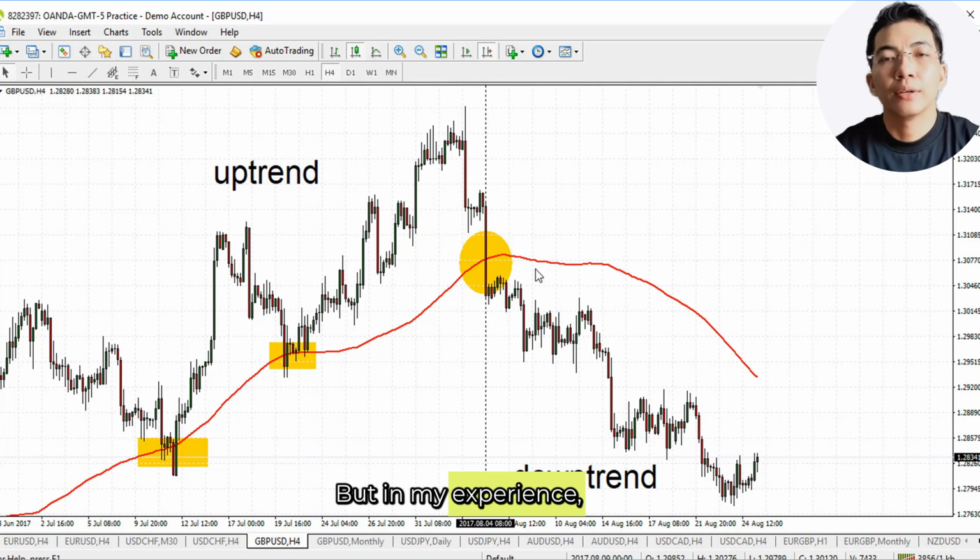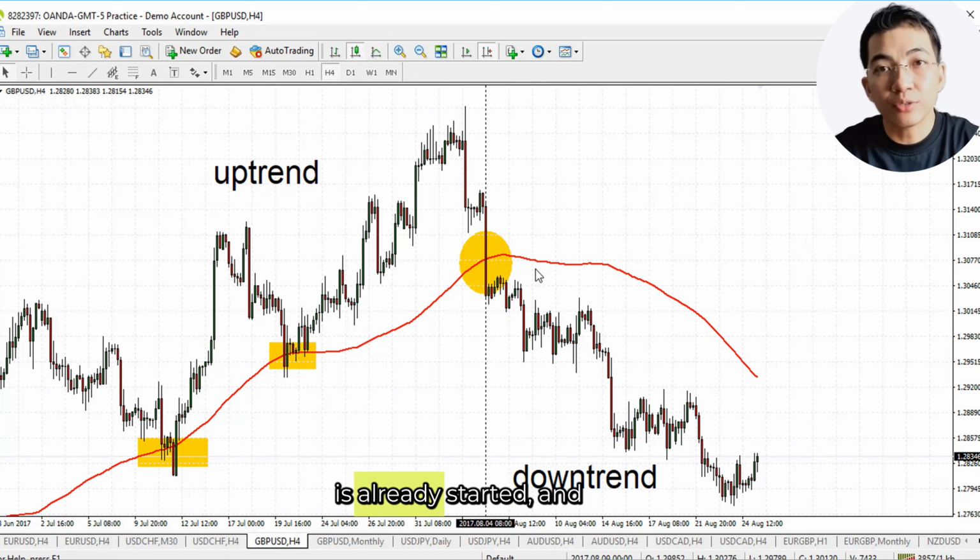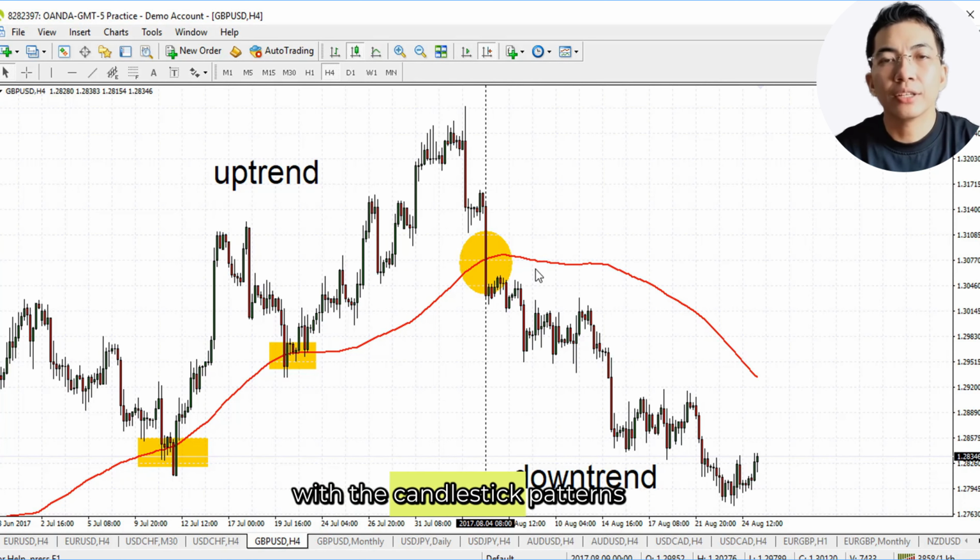But in my experience, the crossover method doesn't add much value to candlestick analysis, because the crossover appears when the trend or the retracement is already started, and with the candlestick patterns we usually try to understand from the very beginning when a new trend or a retracement is happening.